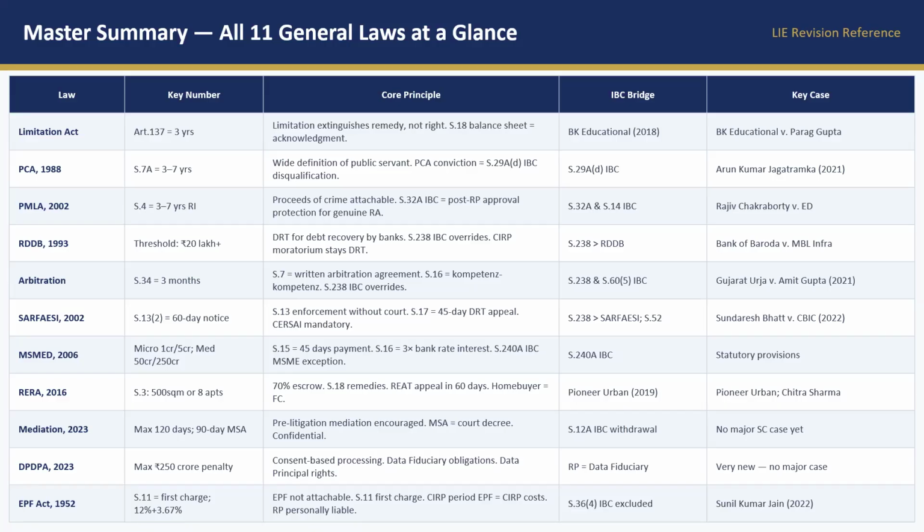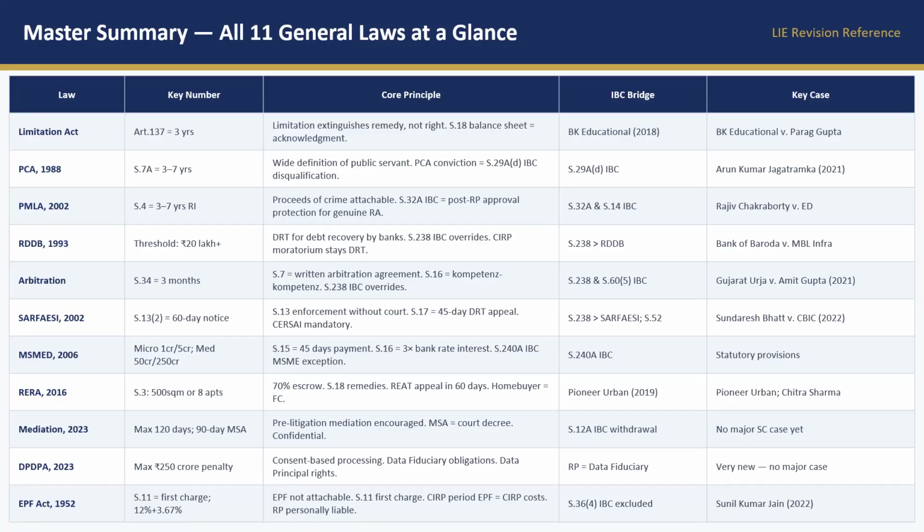In PMLA, the imprisonment is rigorous, right? It is not simple imprisonment, it is rigorous imprisonment from 3 to 7 years. And in case of NDPS offences, it is 3 years to 10 years. But it should be involving proceeds of crime. And these proceeds of crime are attachable under section 32A of IBC. Because post RP approval, the immunity which is given under section 32A is available only for genuine resolution applicants.